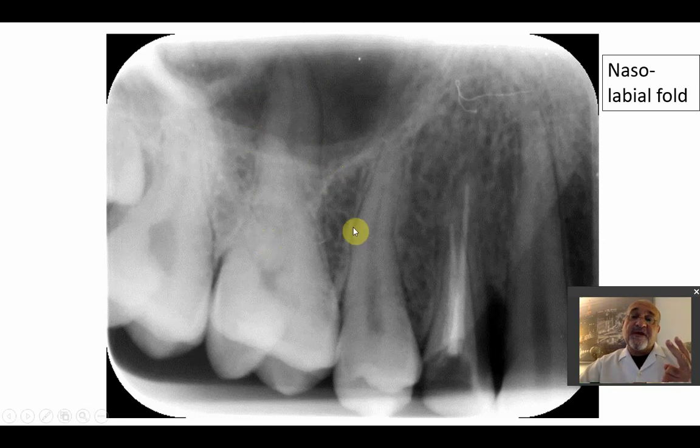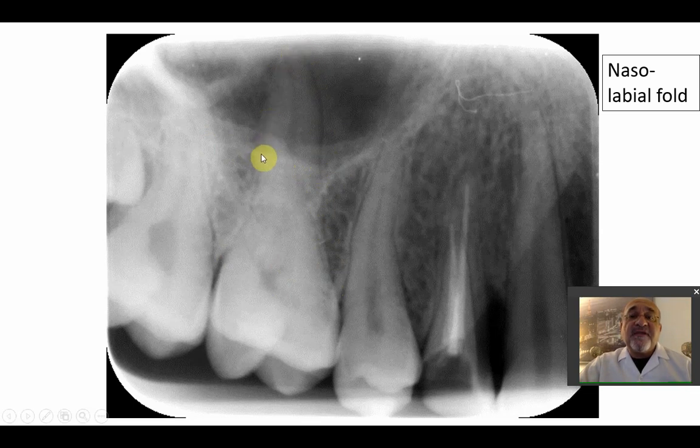From two things. One, you follow the line of the floor of the maxillary sinus. It should be continuous, especially at the junction of the root and the floor of the sinus. Second thing, you follow the PDL, not the lamina dura, the PDL. The PDL of the tooth should be continuous from the alveolar crest upwards. See, this radiolucent line surrounding the root.